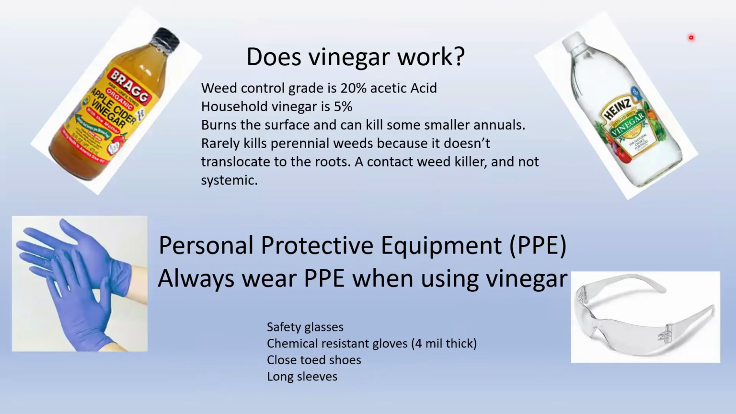Another option is vinegar. Does vinegar work? It does work to a certain extent. Household vinegar like these are 5% acetic acid. Weed control grade vinegar is 20% acetic acid. It's strong stuff. I consider vinegar chemical control. It will definitely control annual weeds. It's a contact control where it kills it on contact.